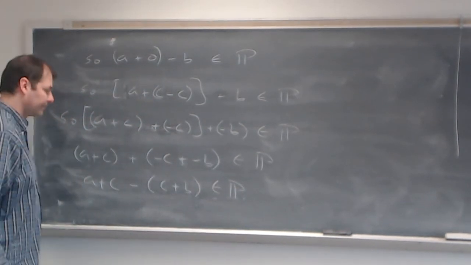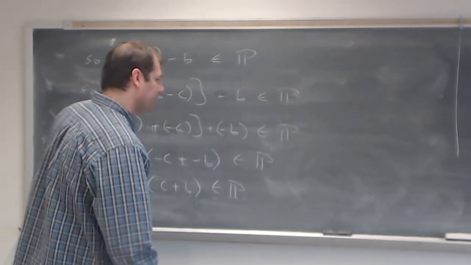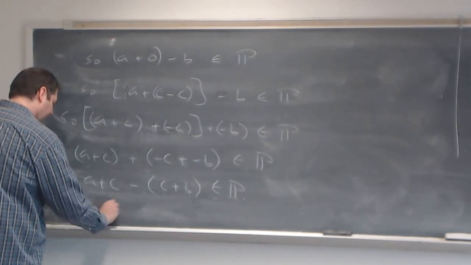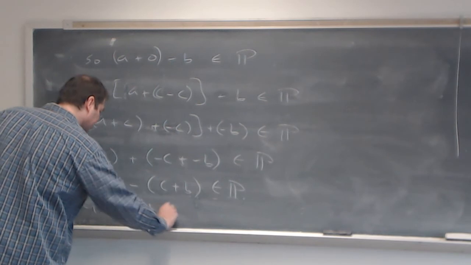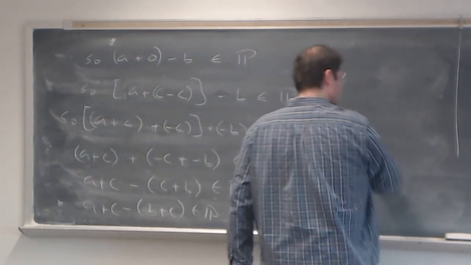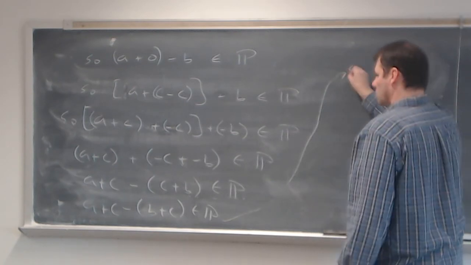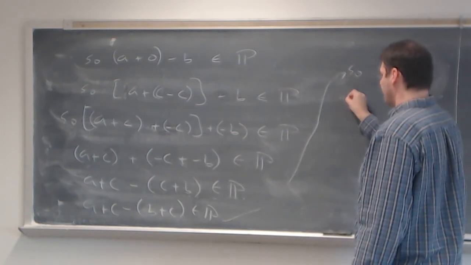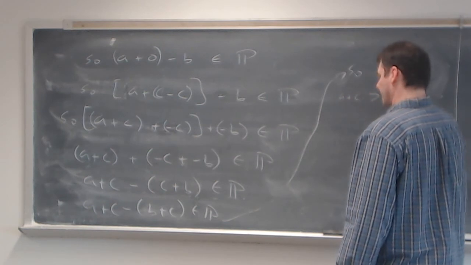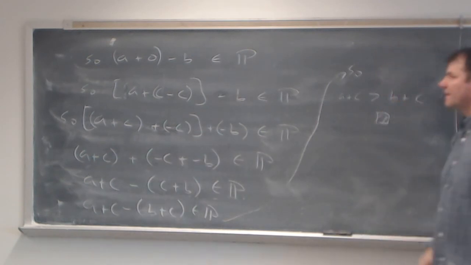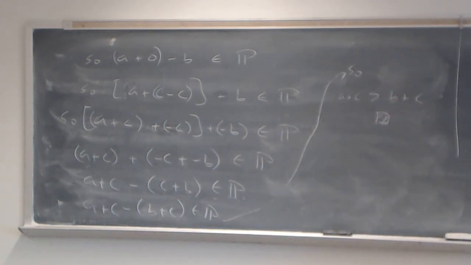What does that tell me? That tells me that if you want to rewrite it one time, A plus C minus, I'll rewrite this as B plus C is positive. So that it matches perfectly with what we're trying to say. So that right there says that A plus C is greater than B plus C. And that's what we were trying to show. But I am skipping some steps here.